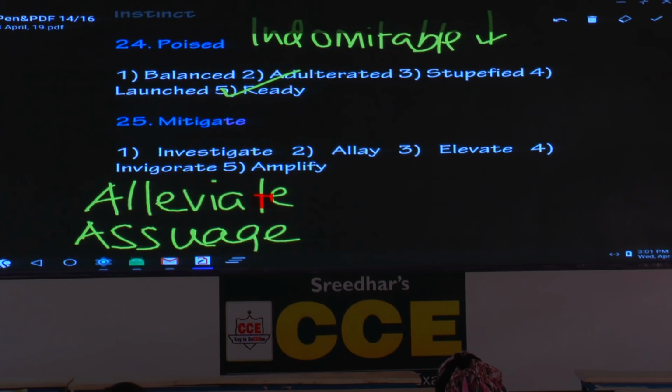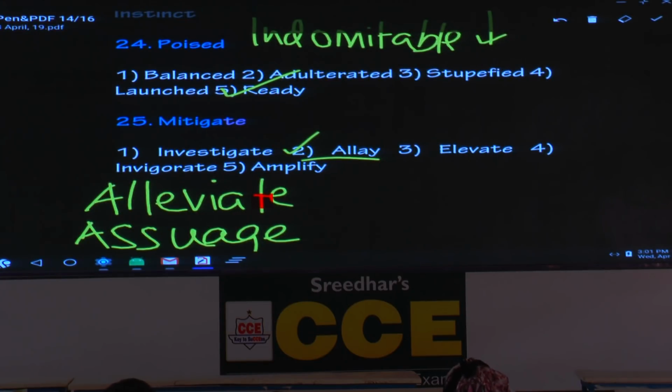Mitigate, alleviate, assuage, reduce. And here investigate is not correct. What is the second option? Allay. Allay means mitigate, reduce. So what is the answer here? The second option is the answer.